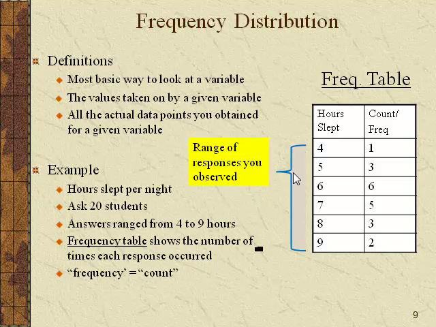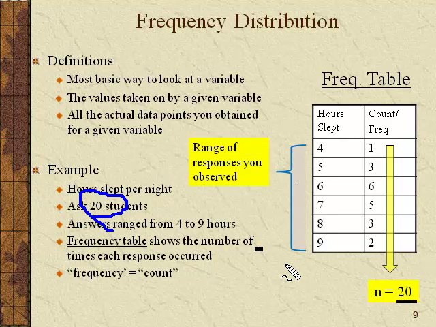Okay, and then these are the responses of what you observed, and if you were to add up the number of times those responses occurred, that should equal the number of students that you had. So, in other words, we had 20 students, so at the end of the day, that should add up to 20 when we construct our frequency distribution.